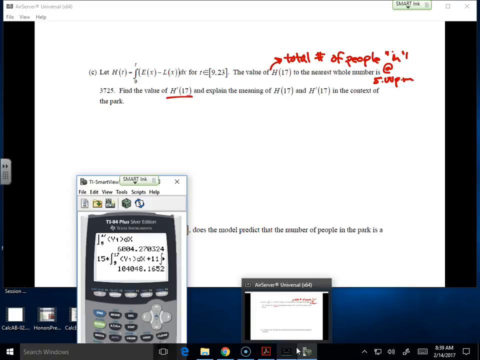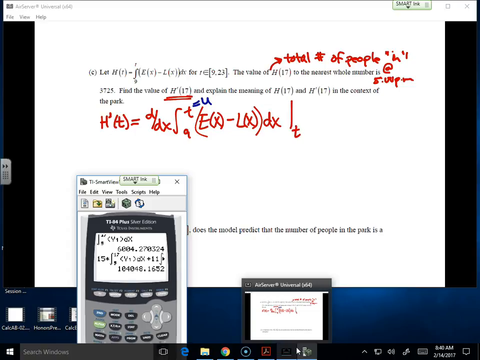So, wait a minute. How do we find h prime of 17? H prime, don't we take the derivative of both sides? Can anybody think of the theorem that lets me take the derivative of an integral? Second FTC. And second FTC says if you take the derivative of an integral, what do we end up with? You plug in the top bound as long as it's a constant to a variable, right? And then times u prime. Who's my u?